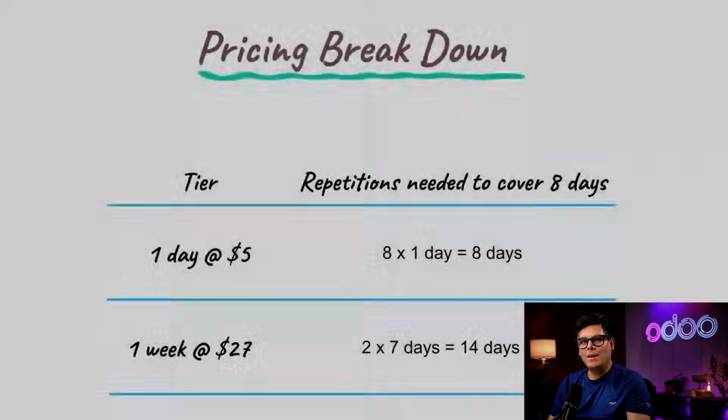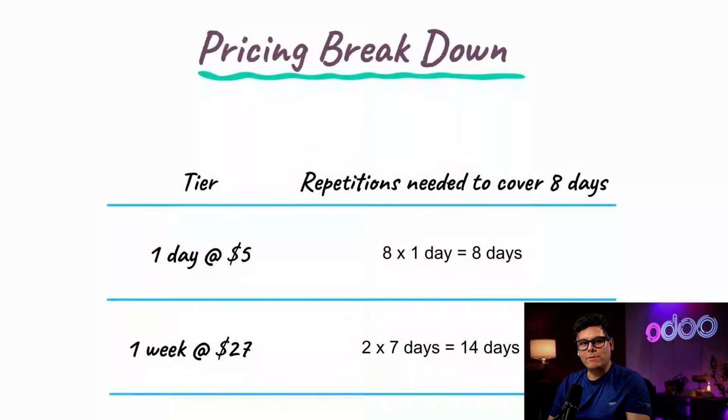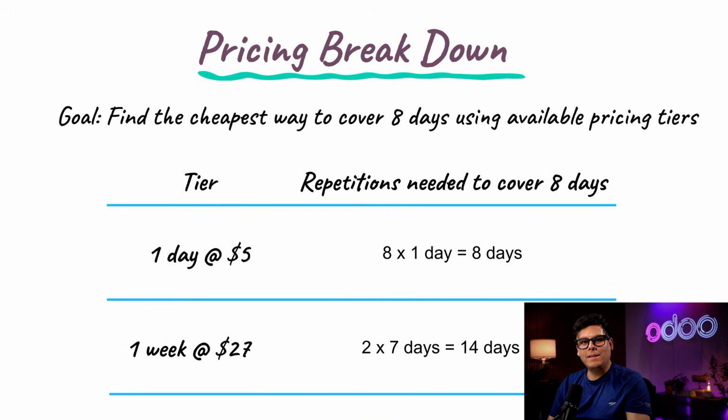Still confused? Let me break it down for you further. So remember, Odoo's goal is to find the cheapest way to cover 8 days using the product's available pricing tiers. Odoo does this by testing each pricing option or tier by asking, how many times do I need to repeat this tier to cover 8 days? And what does that cost?